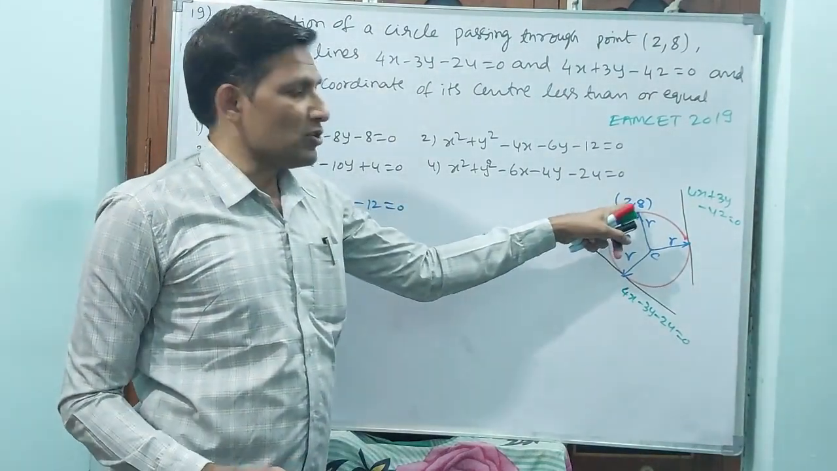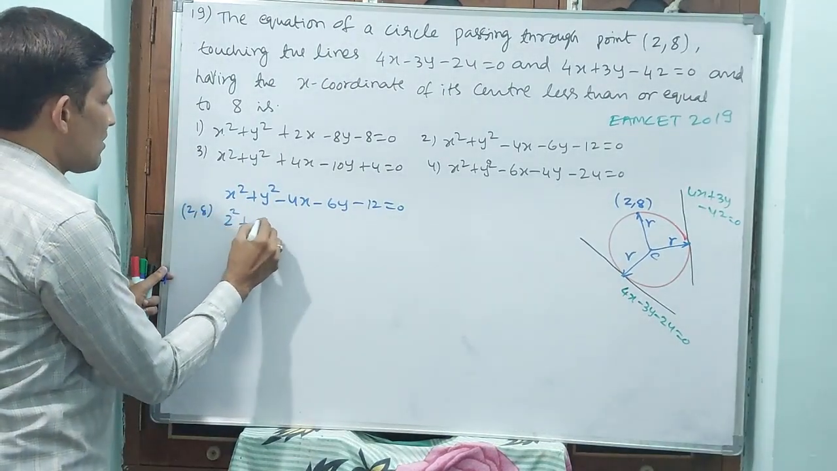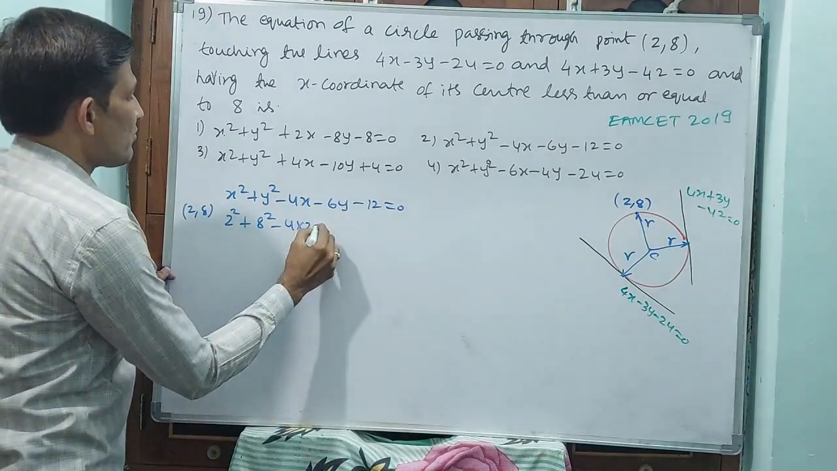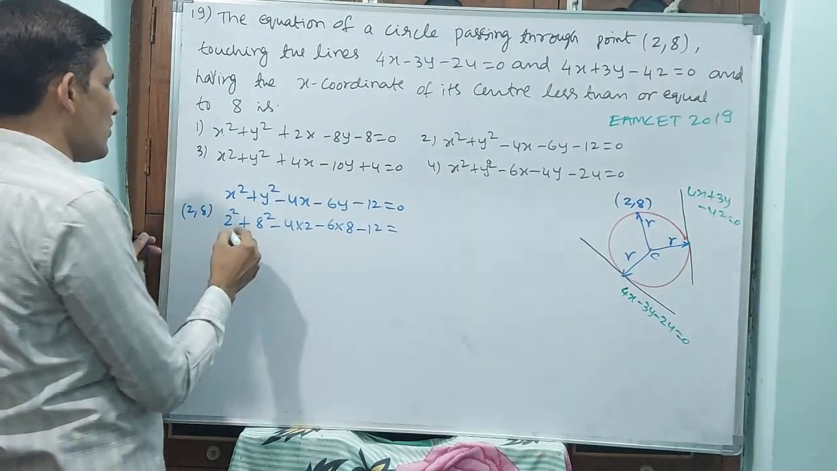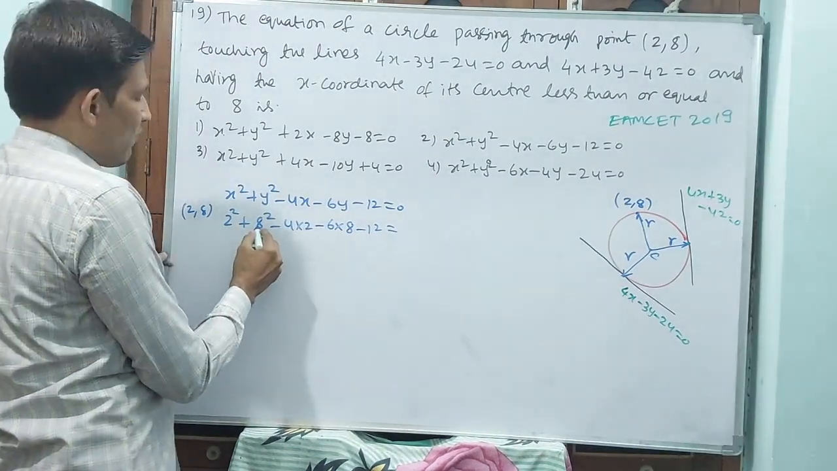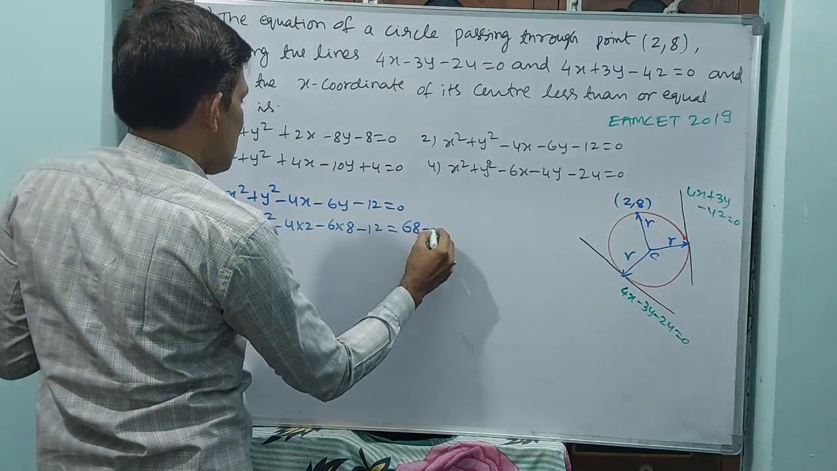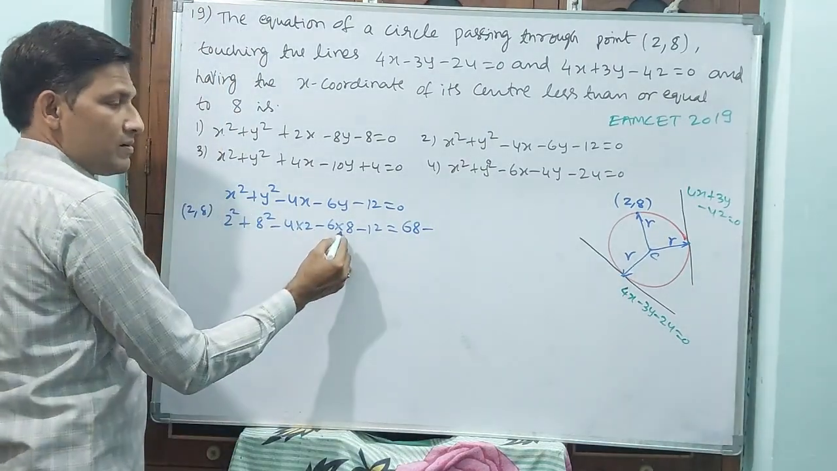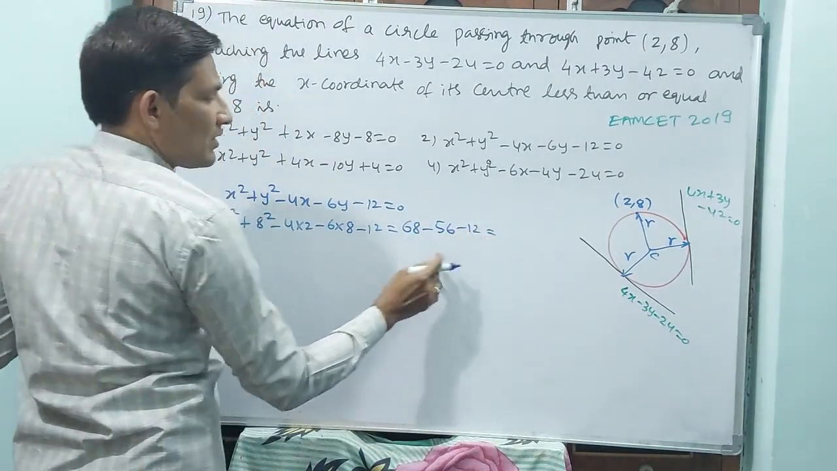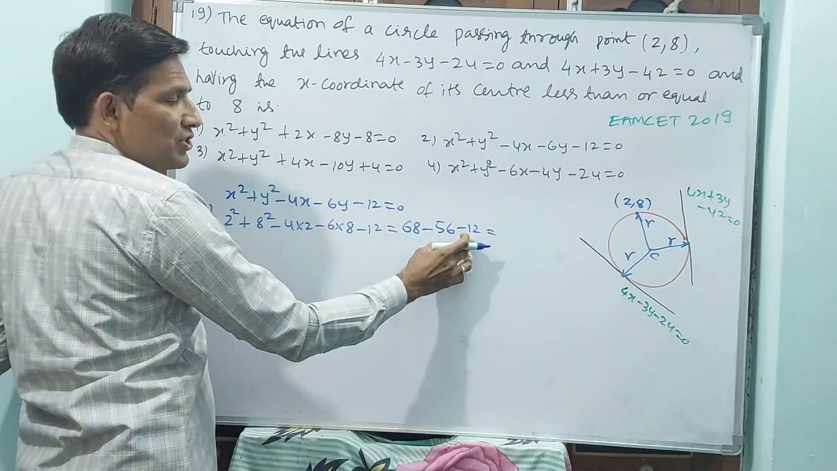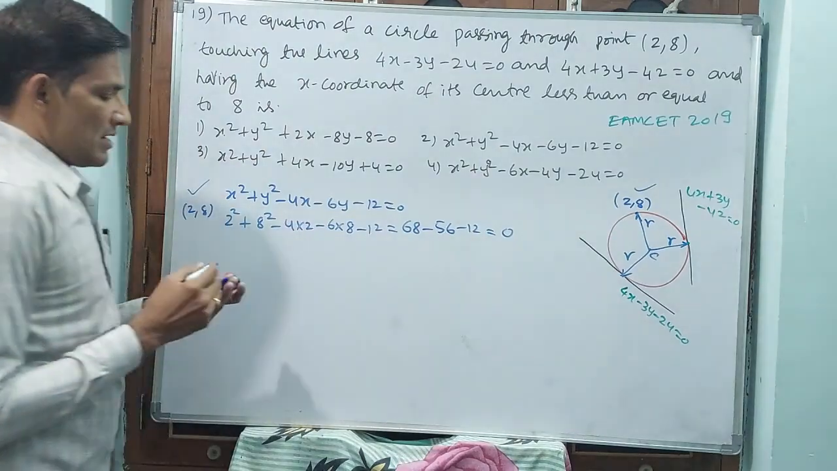First, it has to satisfy the point (2, 8) also. See, (2, 8): if I substitute, 2 square plus 8 square minus 4 into 2 minus 6 into 8 minus 12 equal to, see, LHS or RHS, it has to come 0. 4 plus 64 is 68, minus 8, minus 48, minus 12, that is 68 minus 68, which is 0. Okay, see, the point is satisfied in this equation.